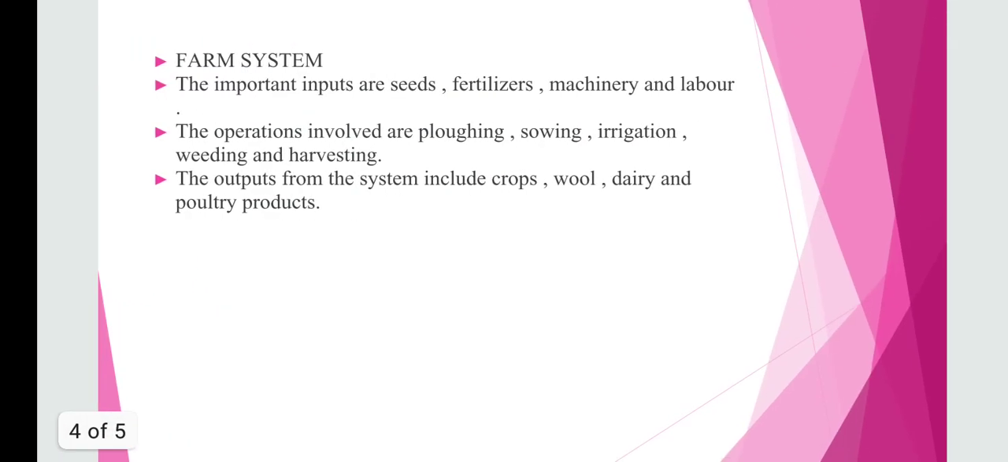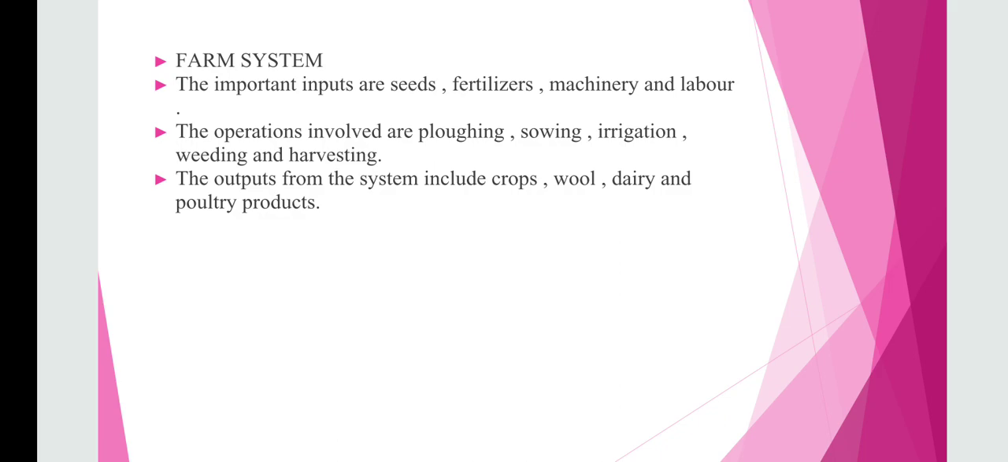Now you all are familiar with the computer system, isn't it? You all are using it very well. So what are the components of a computer system? There are three components. One is the input, then we have the processing, and then we have the output. In the same way, when we take agriculture as a farm system, it also has these three things. Now what are the inputs in agriculture? The inputs of agriculture are seeds, fertilizers, machinery and labor. These are the inputs which are needed for agriculture.